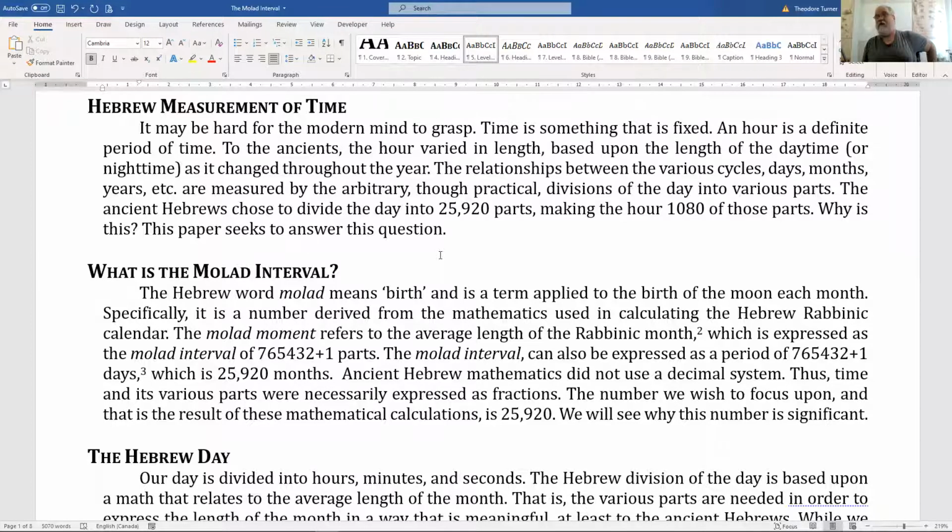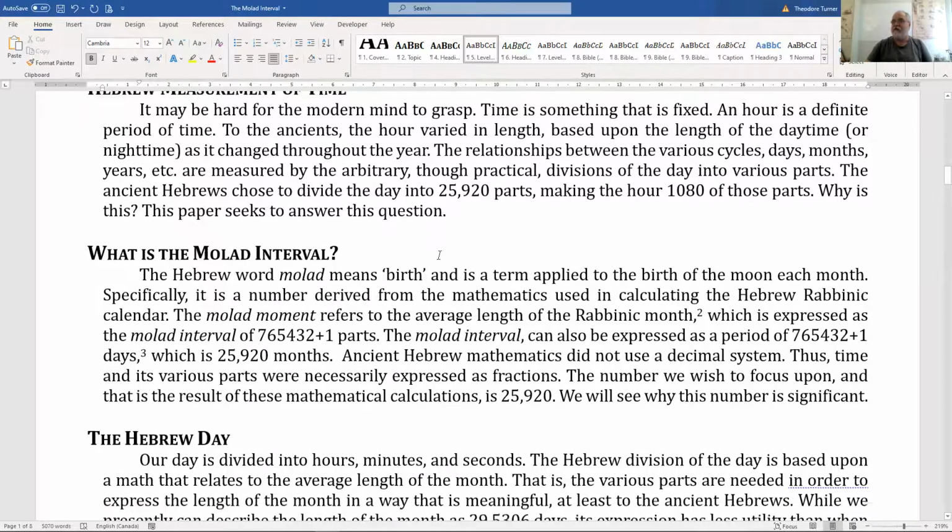It may be hard for the modern mind to grasp. Time is something that is fixed. An hour is a definite period of time. To the ancients, the hour varied in length based upon the length of the daytime or nighttime as it changed throughout the year. The relationships between the various cycles, days, months, years, etc., are measured by the arbitrary, though practical, divisions of the day into parts. The ancient Hebrews chose to divide the day into 25,920 parts, making the hour 1,080 of those parts. Why is this? This paper seeks to answer this question.